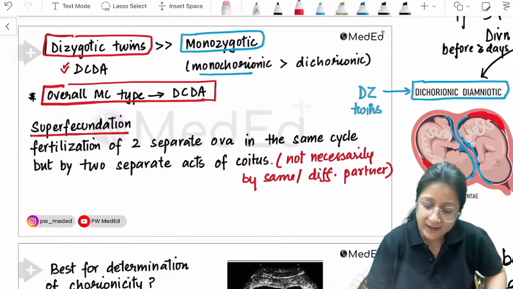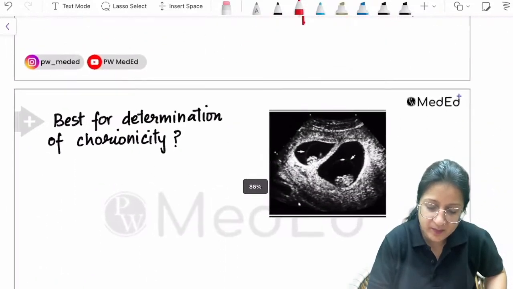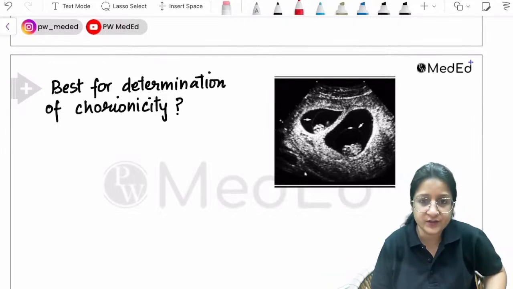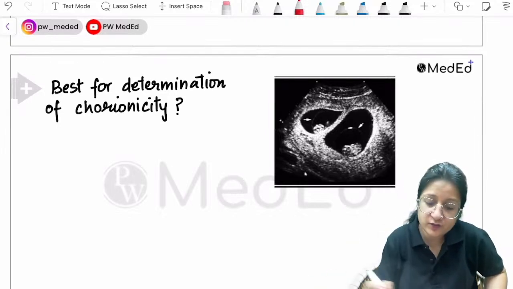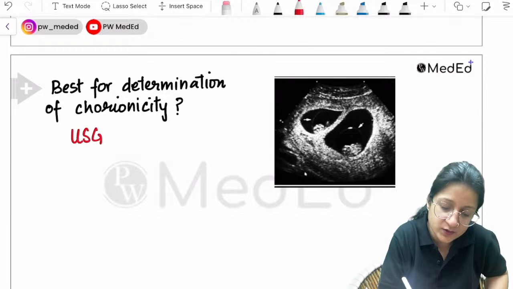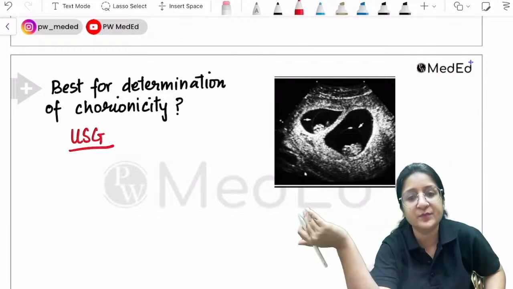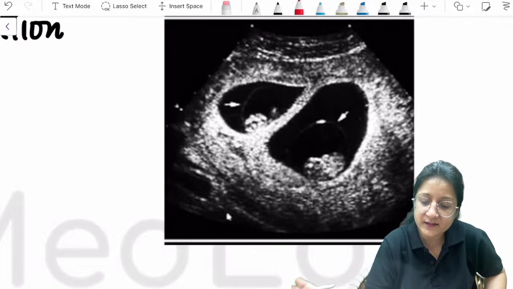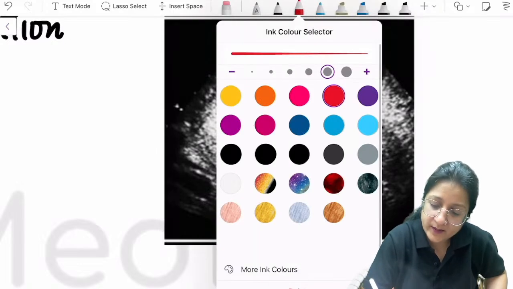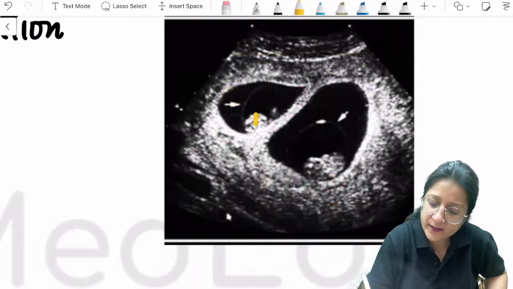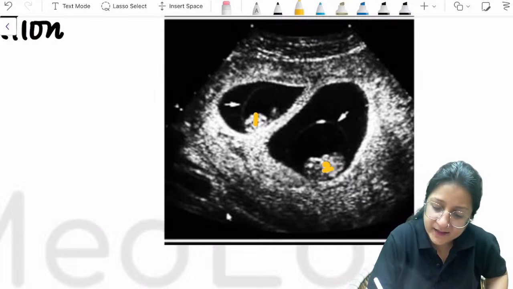Another question they ask you is, what is the best for determination of chorionicity? So the best for determination of chorionicity is ultrasound. The chorionicity that I just described to you can be seen on ultrasound. Look at this ultrasound. This is twin number 1, this is twin number 2 here, and we can see that they are in their own sacs.